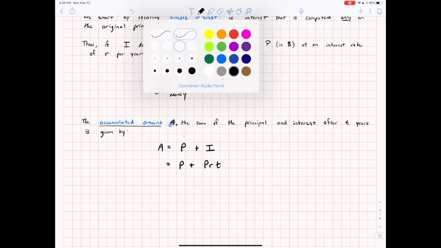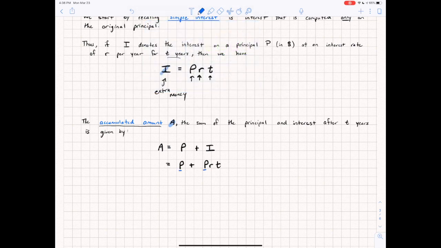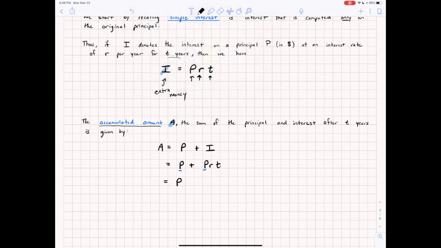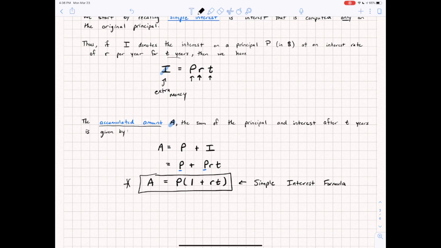And mathematically, to make this expression a little bit easier to work with, notice how both of these terms have a P in it. And so I'm going to factor that P to the front, leaving me with a 1 plus RT remaining. And this is my simple interest formula. This is the formula that we're going to be using essentially for the remainder of this section. So this will calculate the simple interest accumulated throughout. So we're going to come back to this a lot here. All right, but this is now just simple interest.